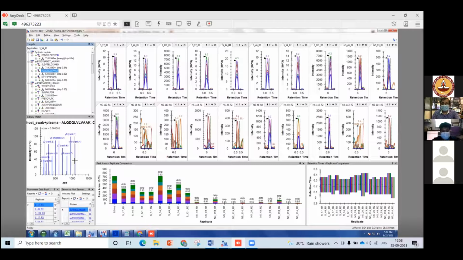Sometimes whatever response we get in the MRM is not for the actual peptide. So we make sure that the fragmentation of this peptide, for example the Y5 ion and Y3 ion, and the rank given over there match with the fragmentation we are getting for the transitions over here.